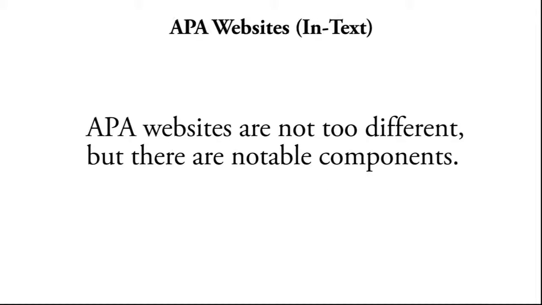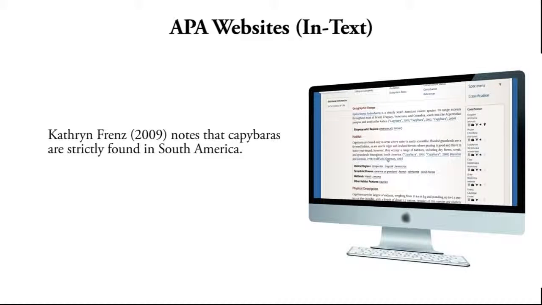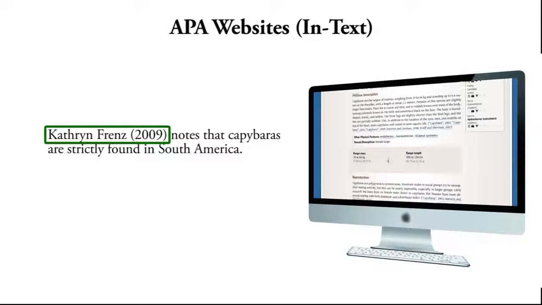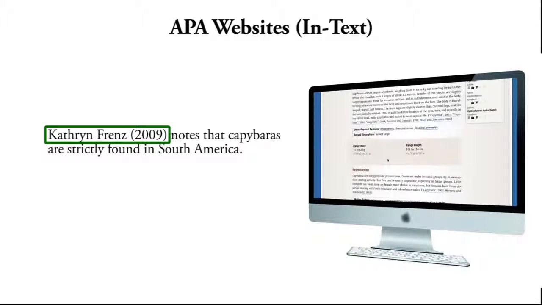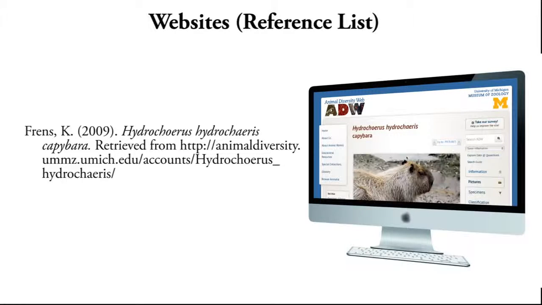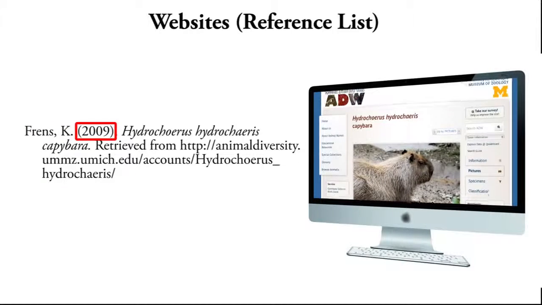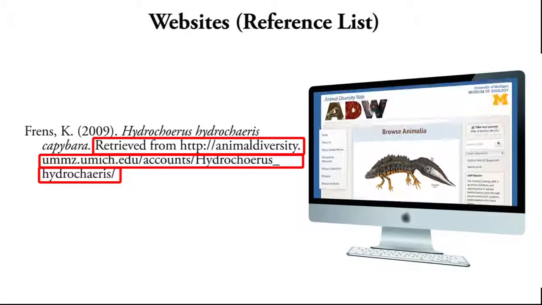APA's instructions for websites are not too different, but there are components you should be mindful of. In the text of your paper, follow the same format by naming the author and year the page was created or modified, either as a part of your sentence or within parentheses in the sentence. In your reference list, format a web page with the author name, year, and website title. Also include the URL or web address.